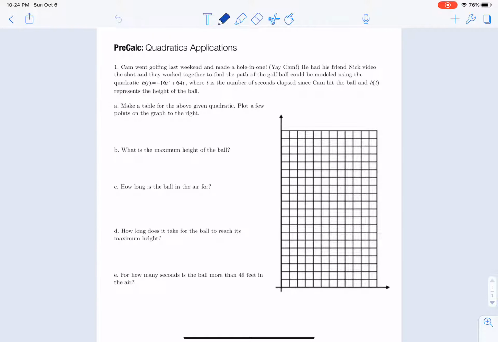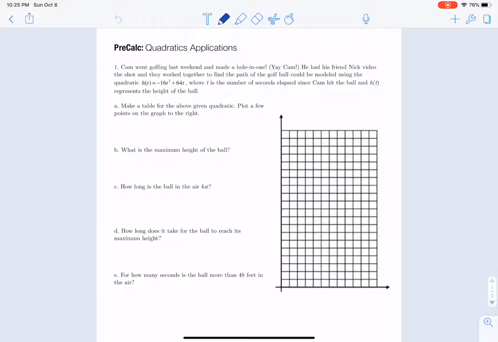So we have: Cam went golfing last weekend and made a hole-in-one. Yay, Cam. He had his friend Nick video the shot, and they worked together to find the path of the golf ball that could be modeled using the quadratic function h of t equals negative 16t squared plus 64t, where t is the number of seconds elapsed since Cam hit the ball, and h of t represents the height of the ball. Part A says, make a table for the above given quadratic and plot a few of the points on the graph to the right.